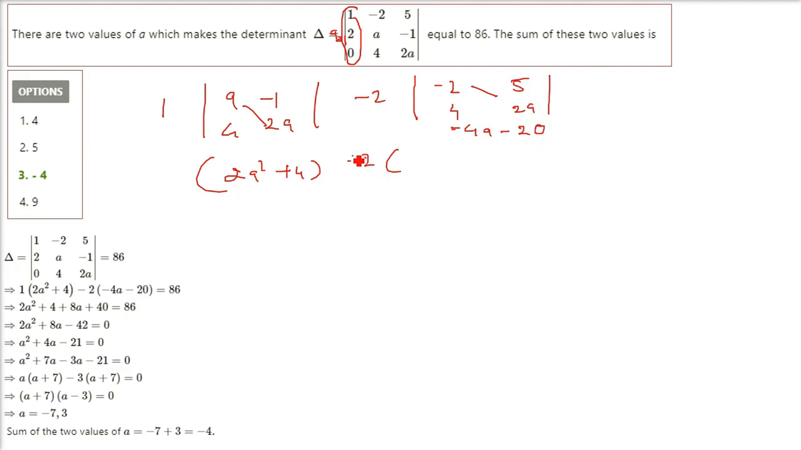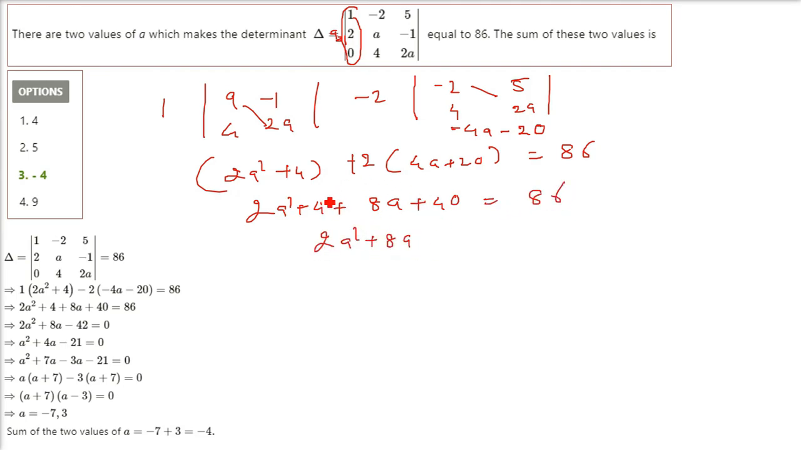Since minus is already there, I take minus outside and make it plus 4a plus 20, and this is going to be equal to 86. 2a square plus 4 is 8a plus 4a equals 86. Okay, 2a square plus 8a, this is 44 and this is 86. So it will be 86 minus 44, you get 42. So minus 42 equals 0.